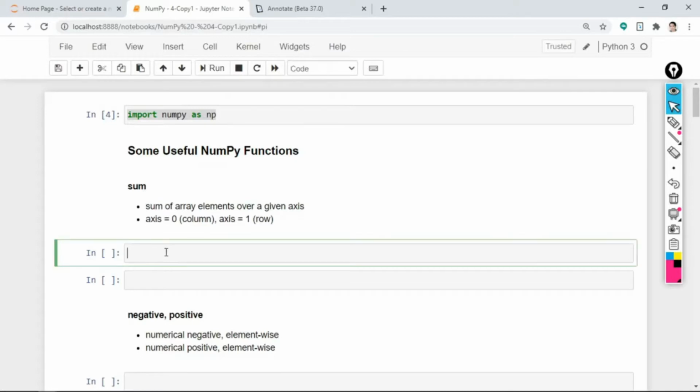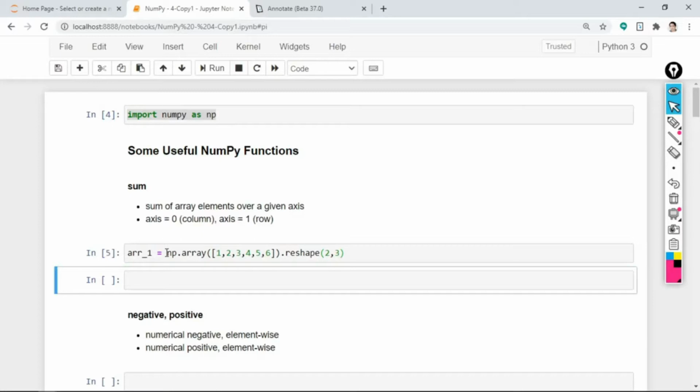So let's have, for example, the sum function. For example, we have a specific array. So again, I'll create here an array of a specific set of values: 1, 2, 3, 4, 5, 6. Let's have 6 values, and let's try to reshape this one because I want to demonstrate the axis, column and row summation. So we have a 2 by 3 matrix here.